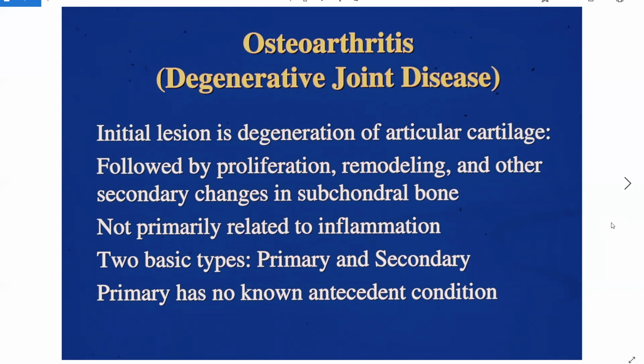There are two basic types, primary and secondary. Secondary osteoarthritis follows other known diseases, such as inflammatory arthritis, avascular necrosis, and a number of other metabolic diseases. The primary osteoarthritis has no known antecedent condition, and it is genetically preconditioned.